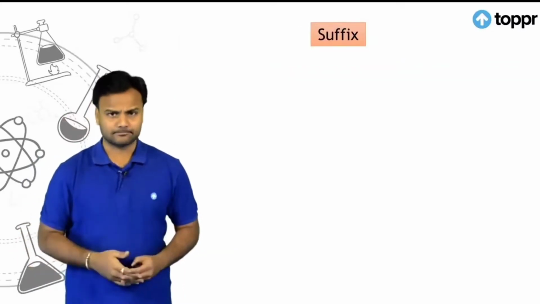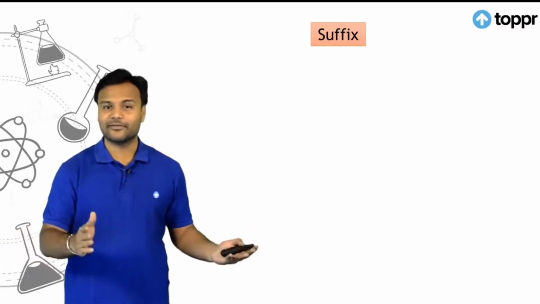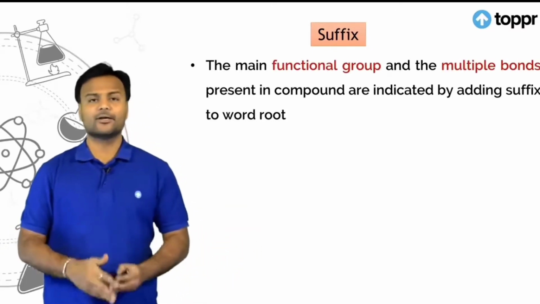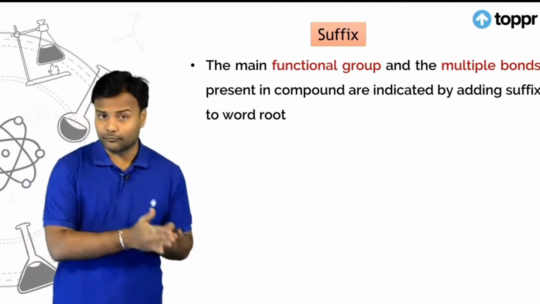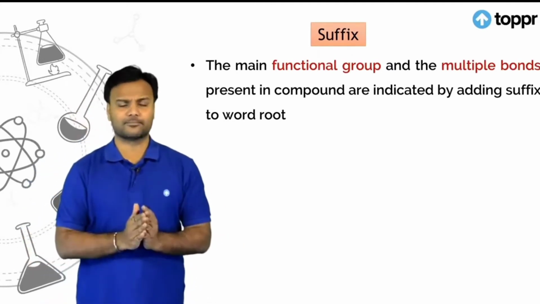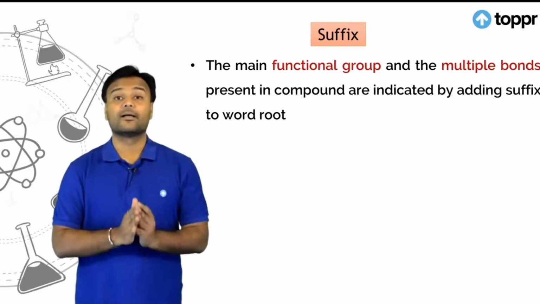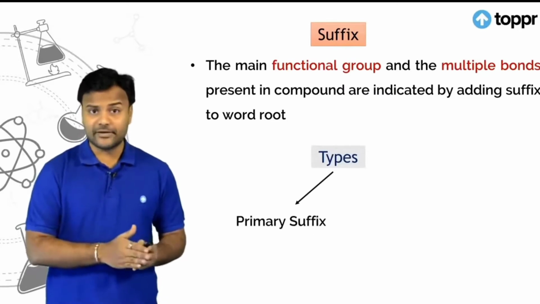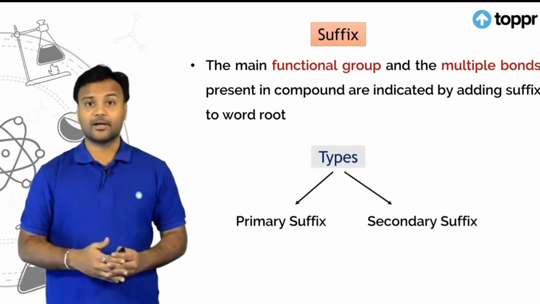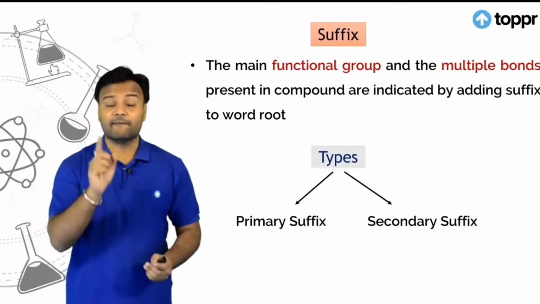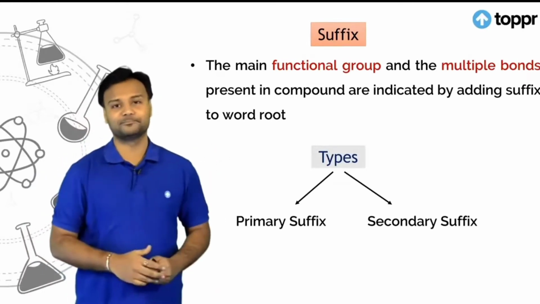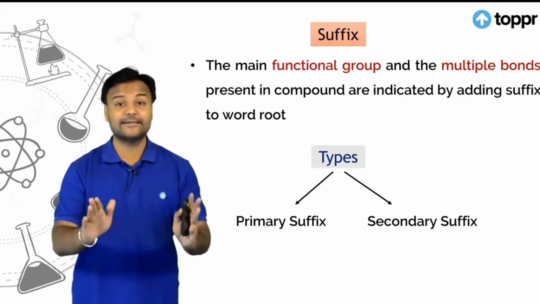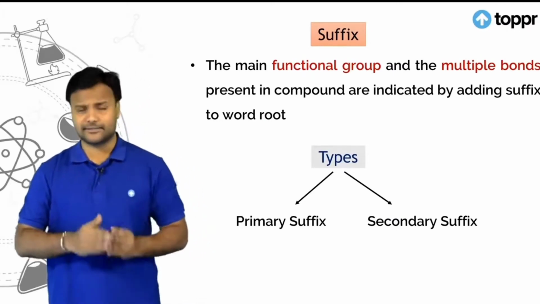Moving on to suffix. What do you mean by suffix? Suffix is the one which comes after the word root. Okay, so this suffix can include functional groups or it can include multiple bonds, as I told you before. Now here you can see there are two types of suffix. One is your primary suffix and second is your secondary suffix. So the primary suffix is the one where your multiple bonds are involved, whereas in the secondary suffix your functional groups are involved. So that is the difference between a primary suffix and secondary suffix.